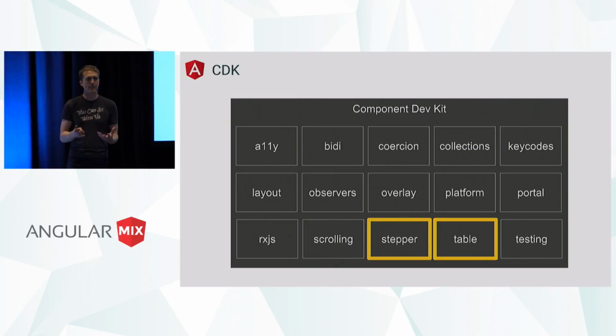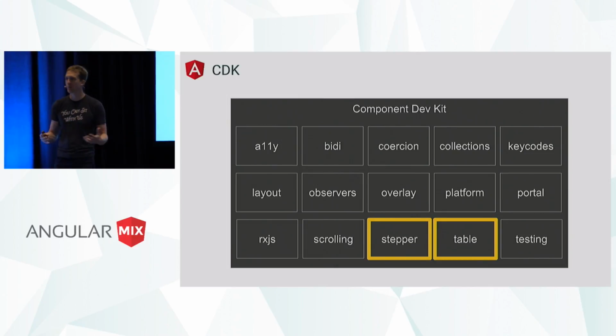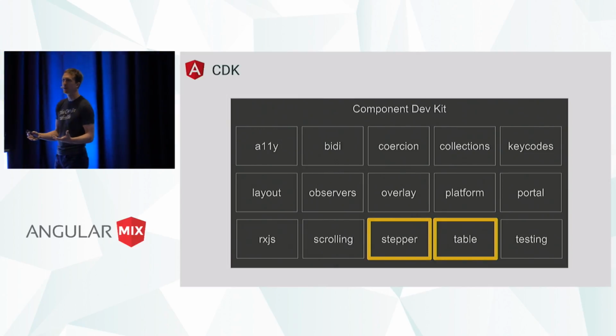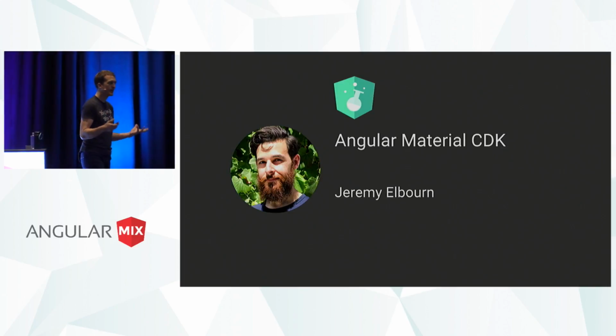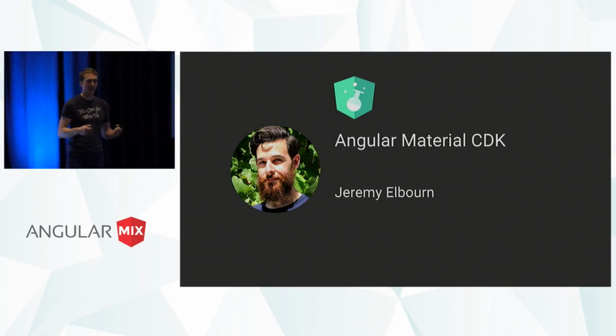And we have sort of base components that are not styled that you can use to build whatever you want. For example, the table component can be used to build whatever type of high-performance, big, scalable data table that you might want. Jeremy Elborn. Jeremy is the tech lead for the Angular Material team. He's going to come up later today and talk about the CDK. You should check it out.